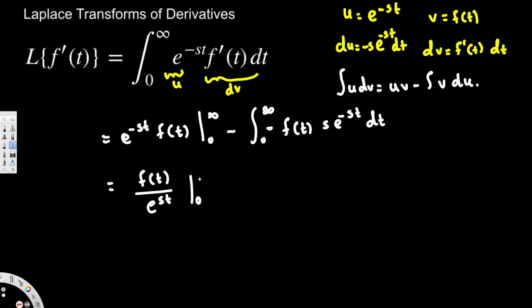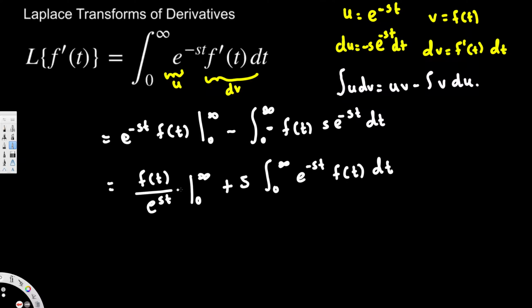So this is going from 0 to infinity, then minus minus becomes plus. Here we are going to have plus, and this s is a constant because we are integrating with respect to t, so we can move it to the front. Then we have the integral from 0 to infinity of e to the power negative st f of t dt.